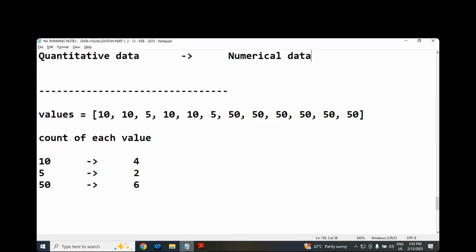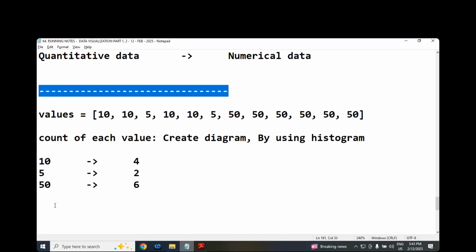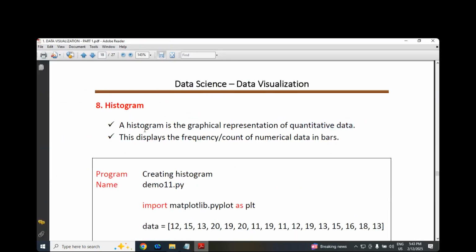Sometimes I just want the count of each value. I just want to create a picture, a diagram. So how can we create a diagram? By using a histogram. Histogram is the count of each value. Histogram is the graphical representation of quantitative data. This displays the frequency, also called the count of numerical data, in bars.